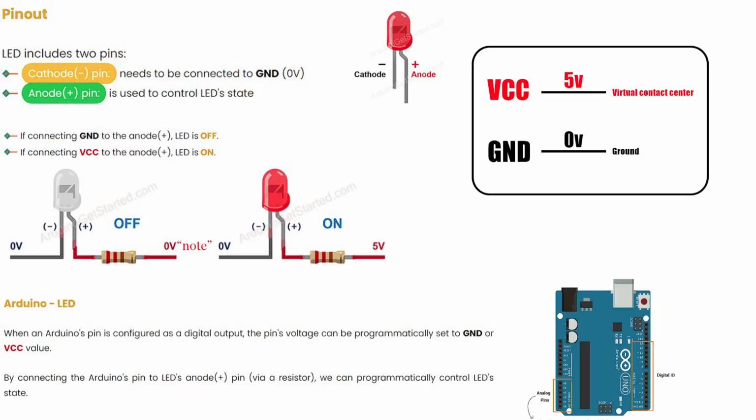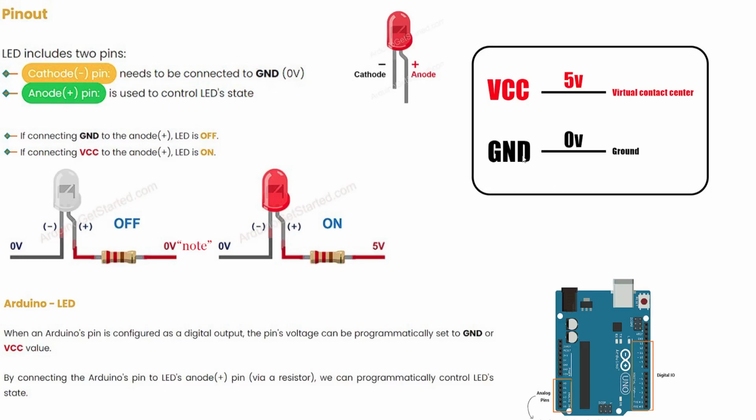Okay guys, now it's time to explain some information about LED. Here is LED. LED includes two pins, anode and cathode. Anode pin is the positive pin. Cathode pin is the negative pin. Anode pin is longer than cathode pin. If you want to turn on your LED, you should connect the cathode pin to the GND port.